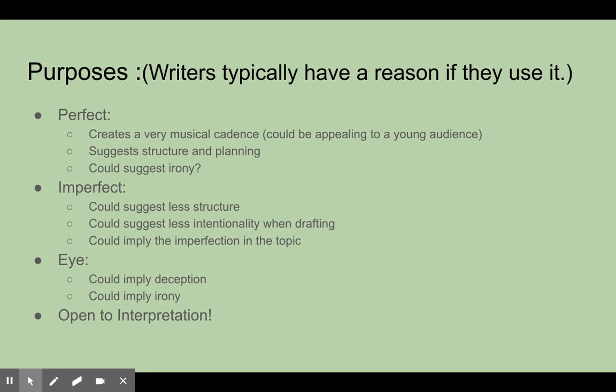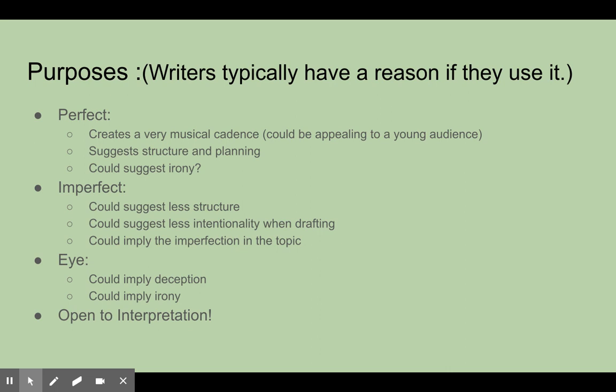So remember, perfect rhymes really create a musical cadence. Could be very appealing to a younger audience. It could suggest structure and planning, because if you are going to work that hard to make everything rhyme, you've thought about it. You've taken the time. Sometimes it suggests irony. In a piece of poetry, language could be perfect, but we all know the real world is not, and the writers are always communicating about the real world in which they live.